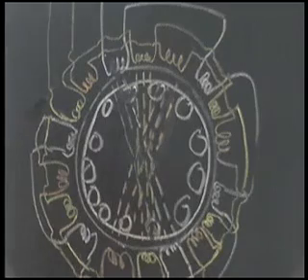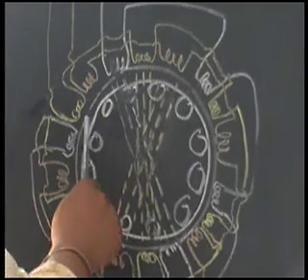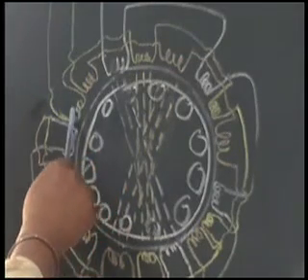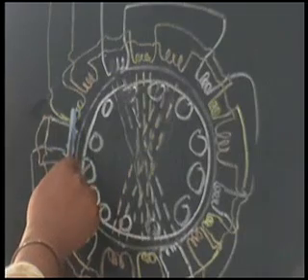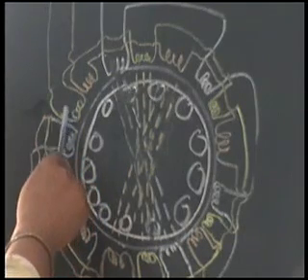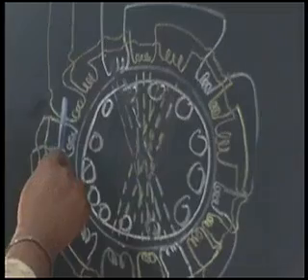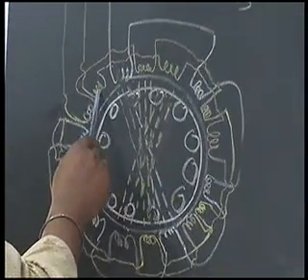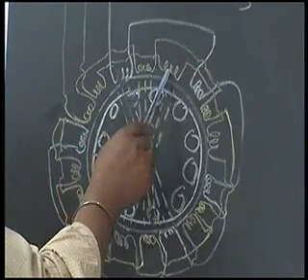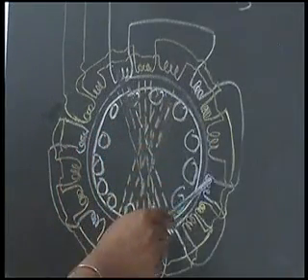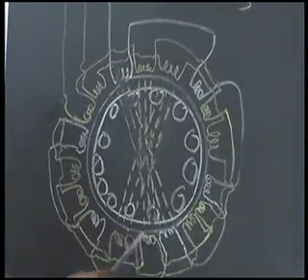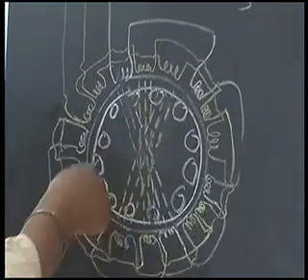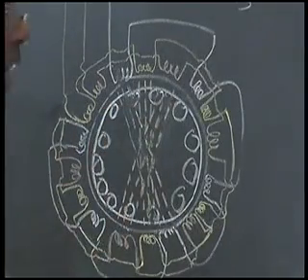Let us start counting from this winding. So this winding will be one group. Now let us start counting the number of groups. 1, 2, 3, 4, 5, 6, 7, 8, 9, 10, 11, 12, 13, 14, 15, 16, 17, 18. So here the total number of groups is 18.